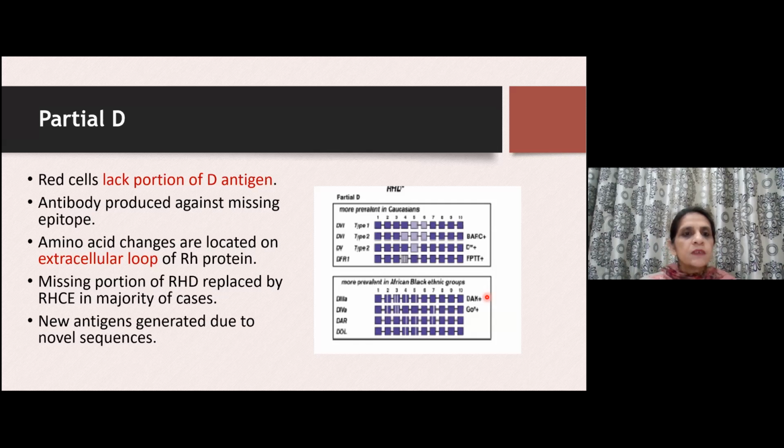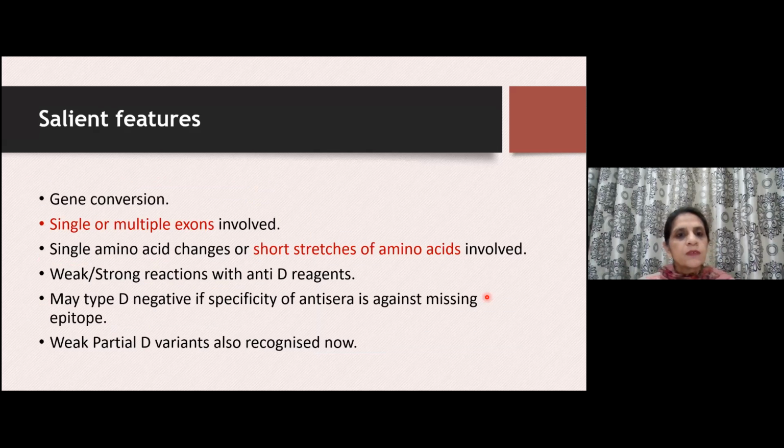Now, coming to the features of partial D, most of the time there is a gene conversion, and as we have seen, it may involve single or multiple exons, and it could be a single amino acid change or short stretches of amino acids may be involved. So because of these multiple genetic mechanisms, they may either give a weak reaction or a strong reaction with anti-D reagents. It's not necessary that all partial D will react positive with anti-D reagents. Some may react, some may not react. And they may even type D negative if the specificity of the anti-sera which is being used for typing is against the missing epitope.